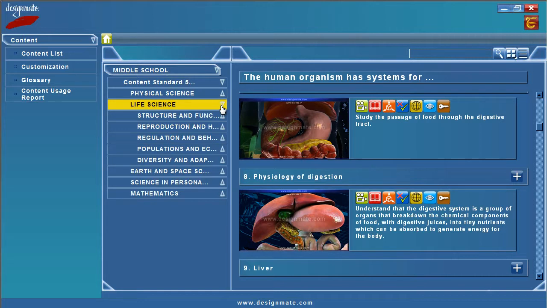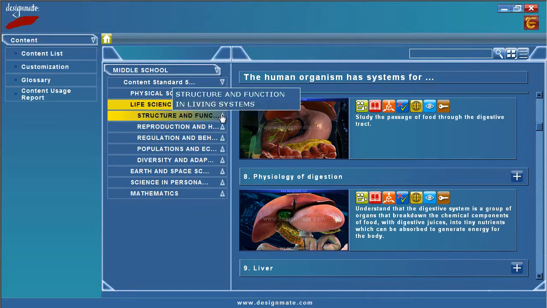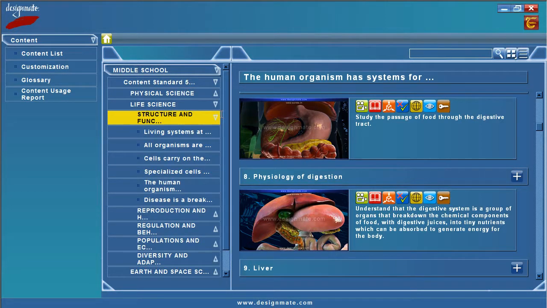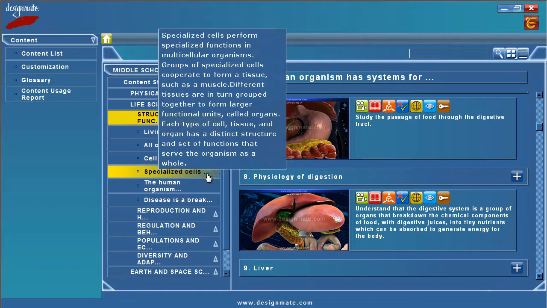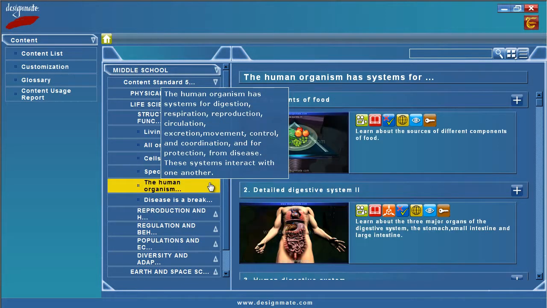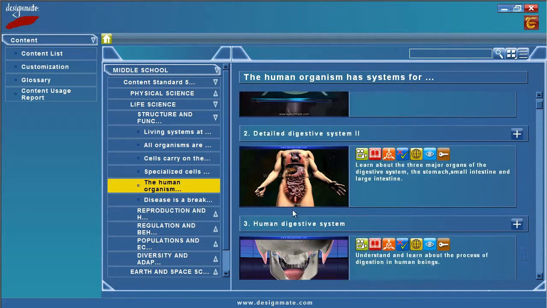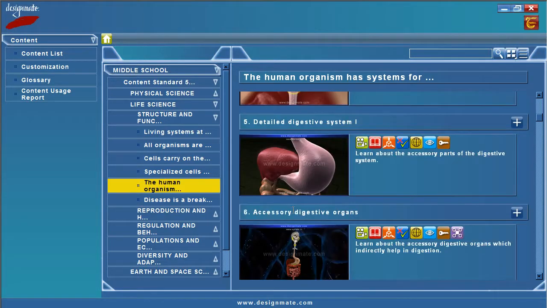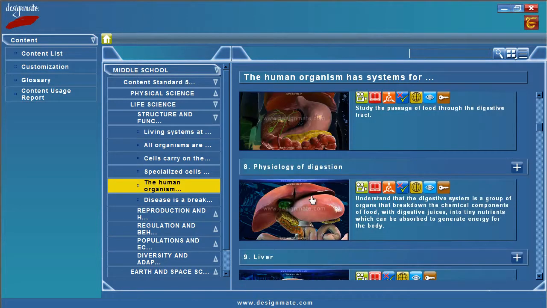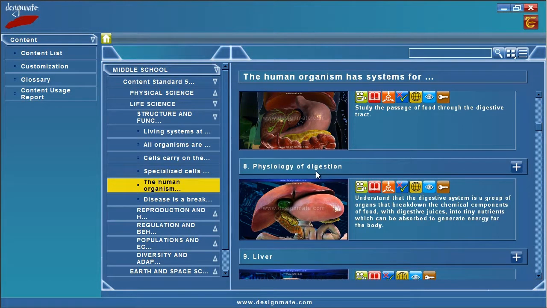Under these categories are given different subcategories. As I select one of these subcategories, like structure and function in living systems, I see various chapters coming under that subcategory. Further, when a chapter is selected like this one, it gives me various topics coming under it on the right side. Now let me select one of these topics to introduce you to the product. This topic is physiology of digestion, which will explain to us the various organs involved in the digestion process. As I click this, it will take me to the animated video on this.